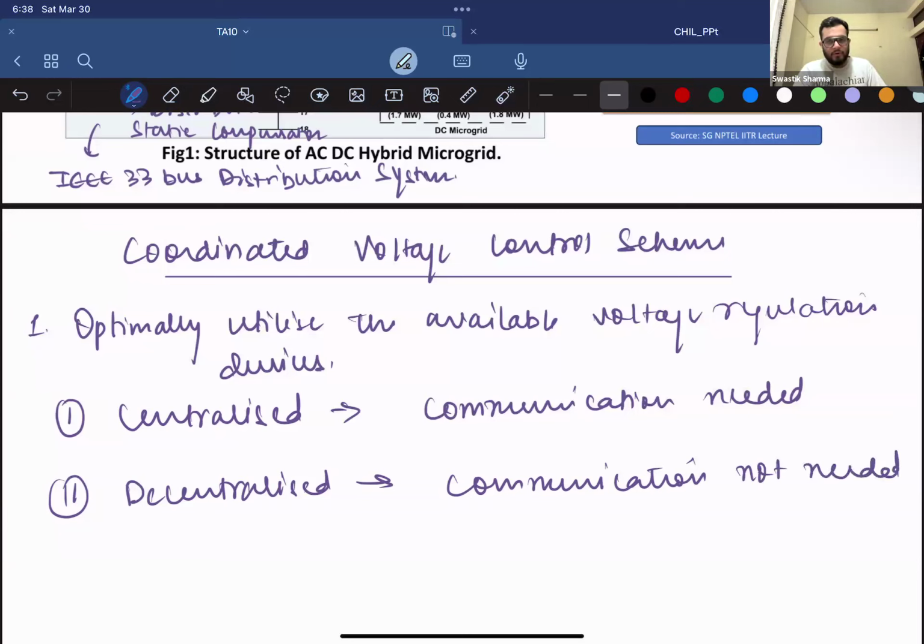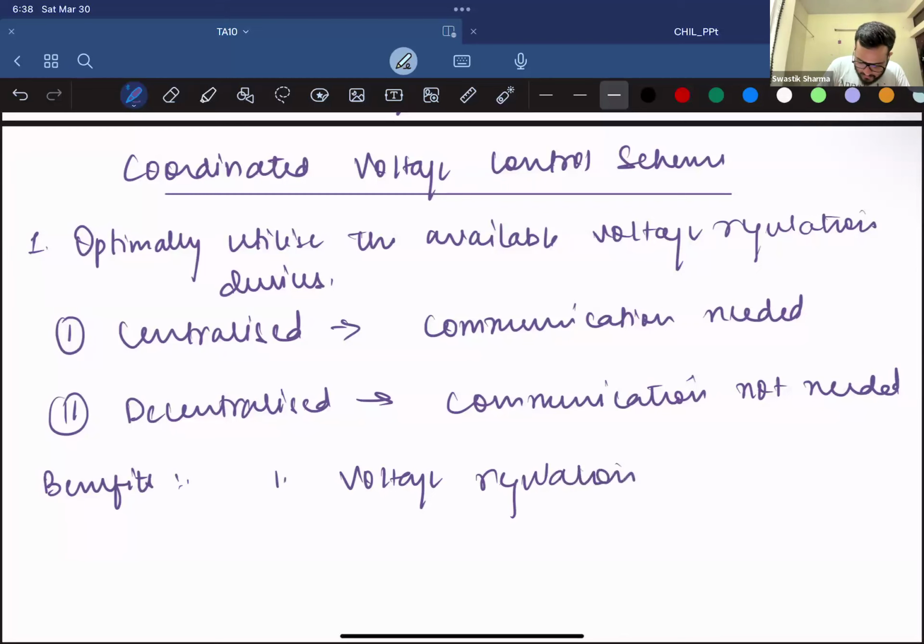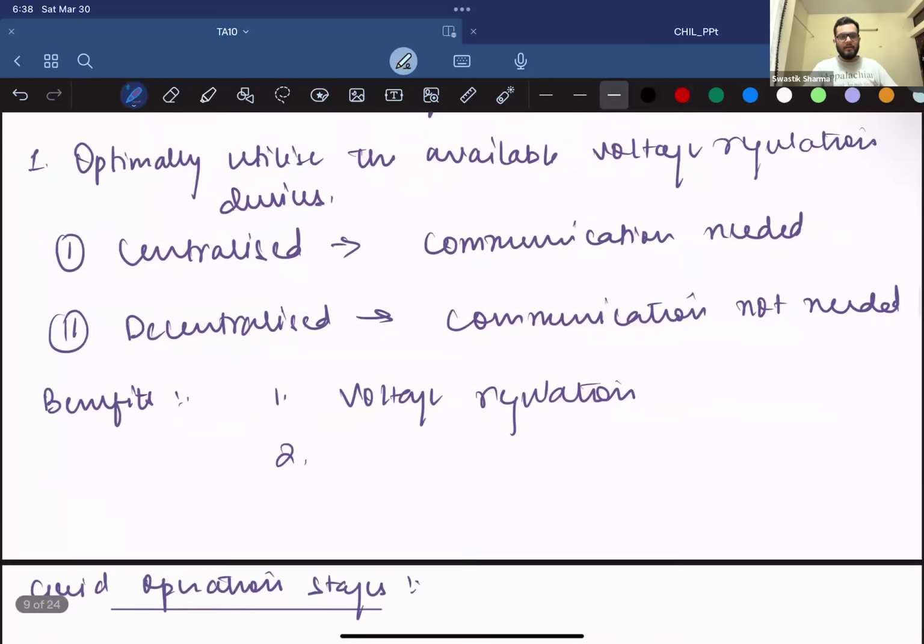So let's come to the benefits of this scheme. There are only two benefits. One, voltage regulation. The main purpose is to regulate the voltage at buses that you want to manage. And the second is optimal power flow. So you are also controlling how much power is flowing from which end, reactive power mainly, so that efficient power management could be there, right?